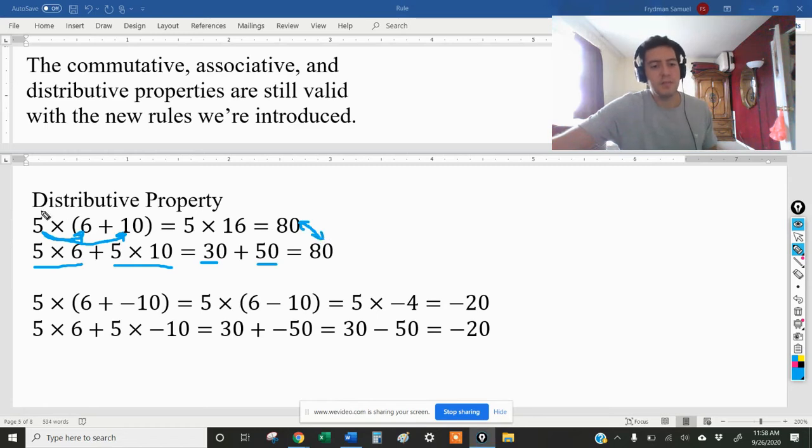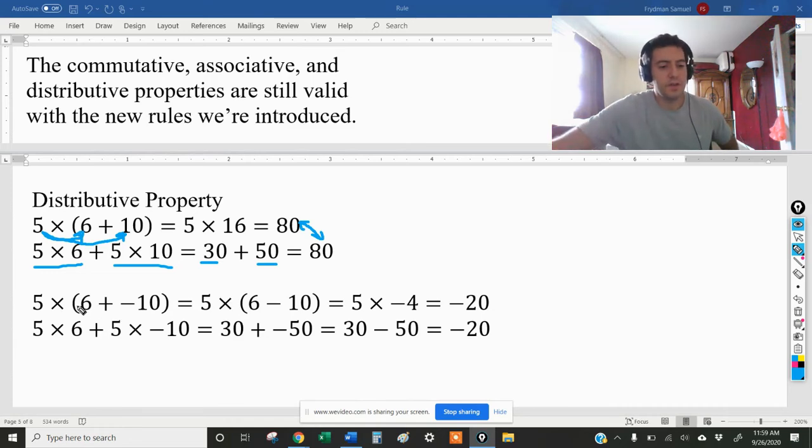Now, all of these numbers here, well, I should really focus on this, what I started with, were positive, and I ended up getting the same answer. Is this still going to work out if we work with negative numbers? Well, let's see. You can see in this example, I just changed this positive 10 to a negative 10. And now we're going to see if the distributive property still holds.